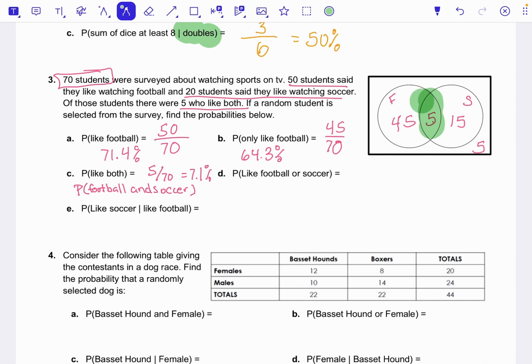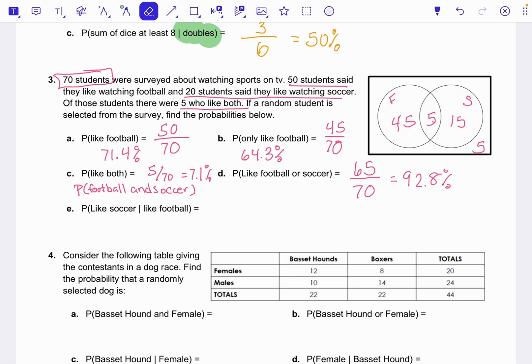All right, D then is saying likes football or soccer. So that's anyone in our circles. So basically everyone but the 5 on the outside. Well, the 5 on the outside minus the 70 is probably a little easier to figure out, which would put us at 65 out of 70, which is basically 92.8% of the people.